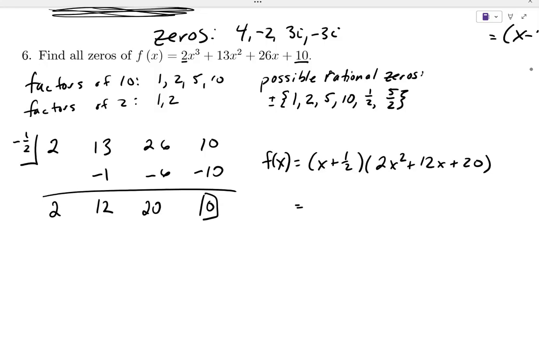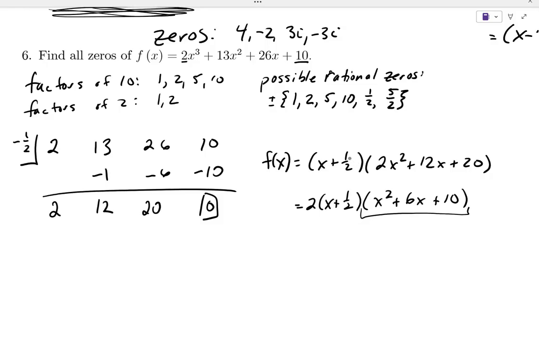Notice that in this factor, the 2x squared plus 12x plus 20, we can take a 2 out of everything. I'm going to go ahead and do that. You don't have to do that when you put it in the quadratic formula, but I might as well just go ahead and factor it out. It'll make my arithmetic a little simpler later. So I've got 2 times x plus 1/2 times x squared plus 6x plus 10. And this is the piece that I want to break down a little bit more. This does not factor, at least nicely. It doesn't factor into our usual two binomials, looking at factors of 10 that would add to 6. That doesn't work for us.